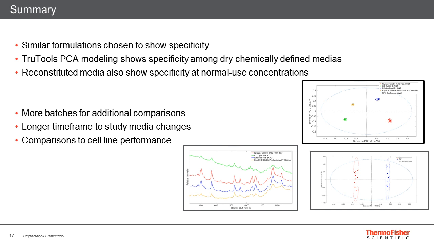Likewise, we're also looking into using some of the other TrueTools algorithm models besides just PCA to study cell line performance. Can we tell which cell culture media is best for a given cell line based on its makeup from a quick scan with a TrueScan?